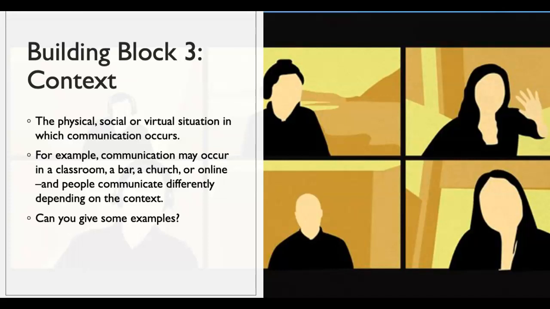The building block 3 is context. It's the physical, social, or virtual situation in which communication occurs. For example, communication may occur in a classroom, a bar, a church, or online, and people communicate differently depending on the context, right? So you can think of some examples, I'm sure. Like, for instance, the way you talk to your teacher in a classroom would definitely be different from how you talk to someone else in a bar. So that's what context means, and that's why it's so important.